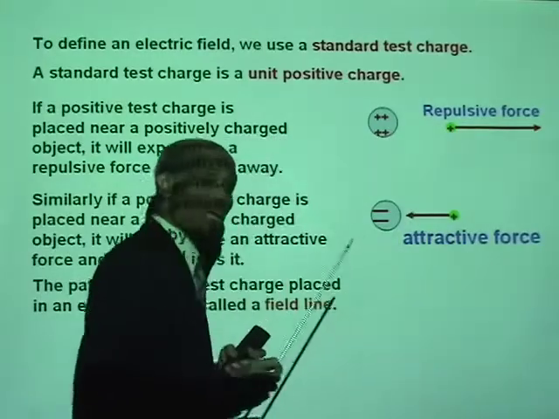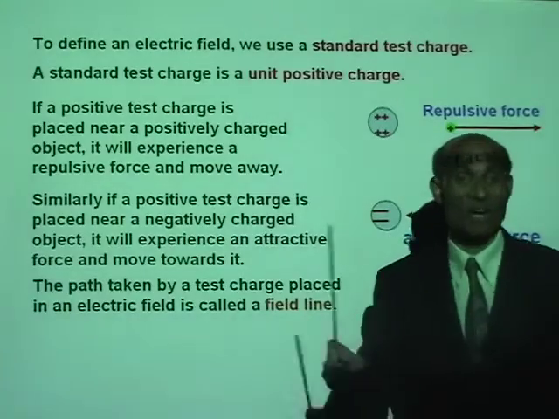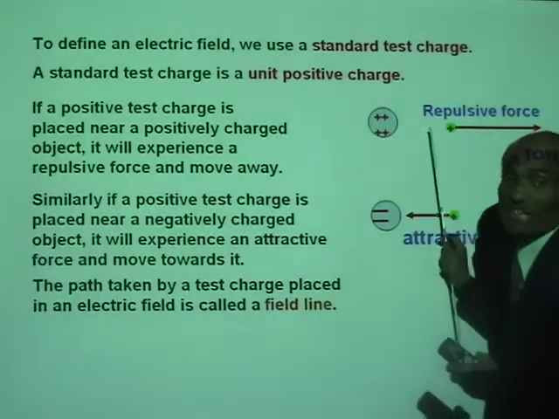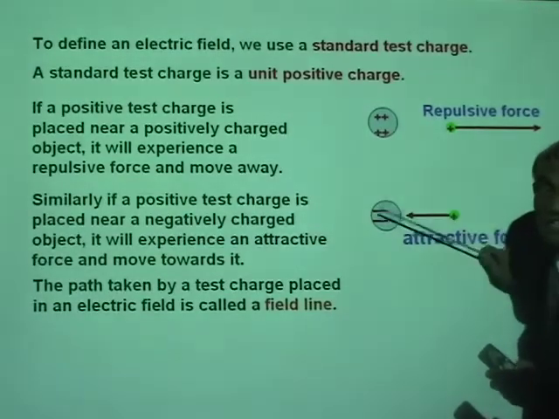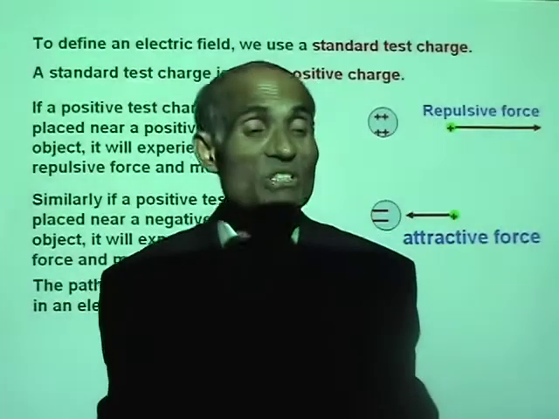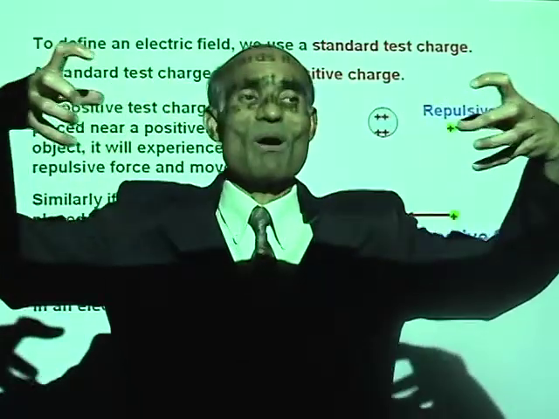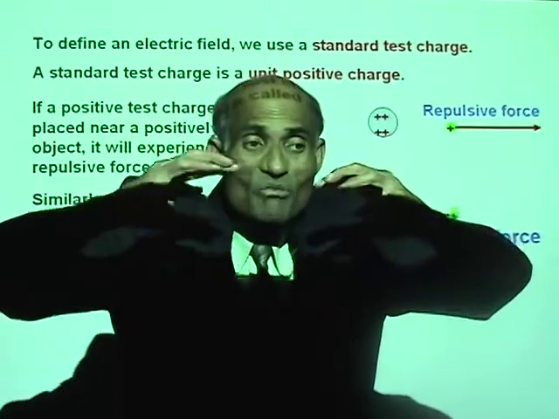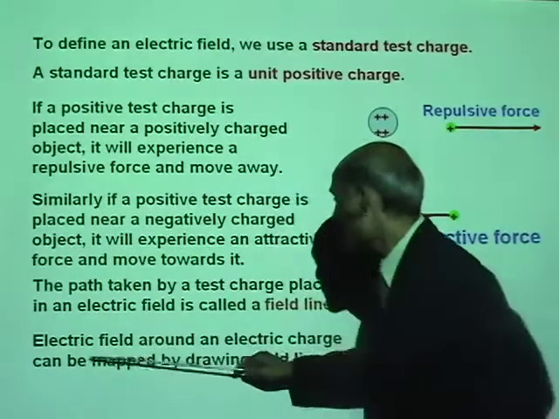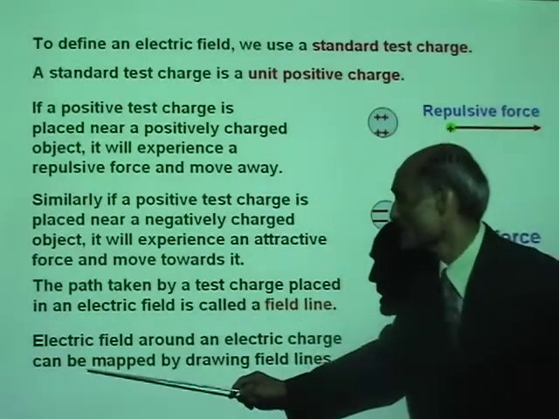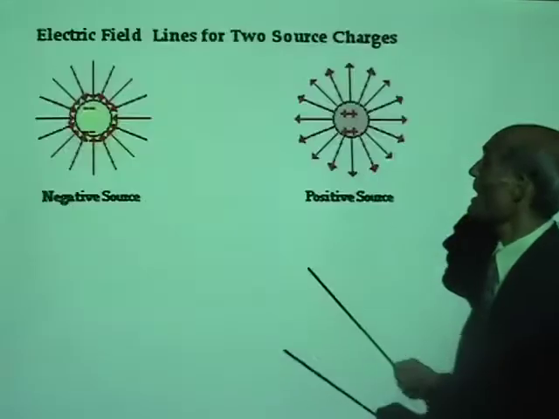Well, the field line is the path taken by a unit positive test charge. A positive test charge will move away from a positive charge and towards a negative charge. That means the electric field lines will all originate or diverge from a positive charge and all converge to a negative charge. So the electric field around an electric charge can be mapped by drawing these field lines. I'm going to show you how this can be done.